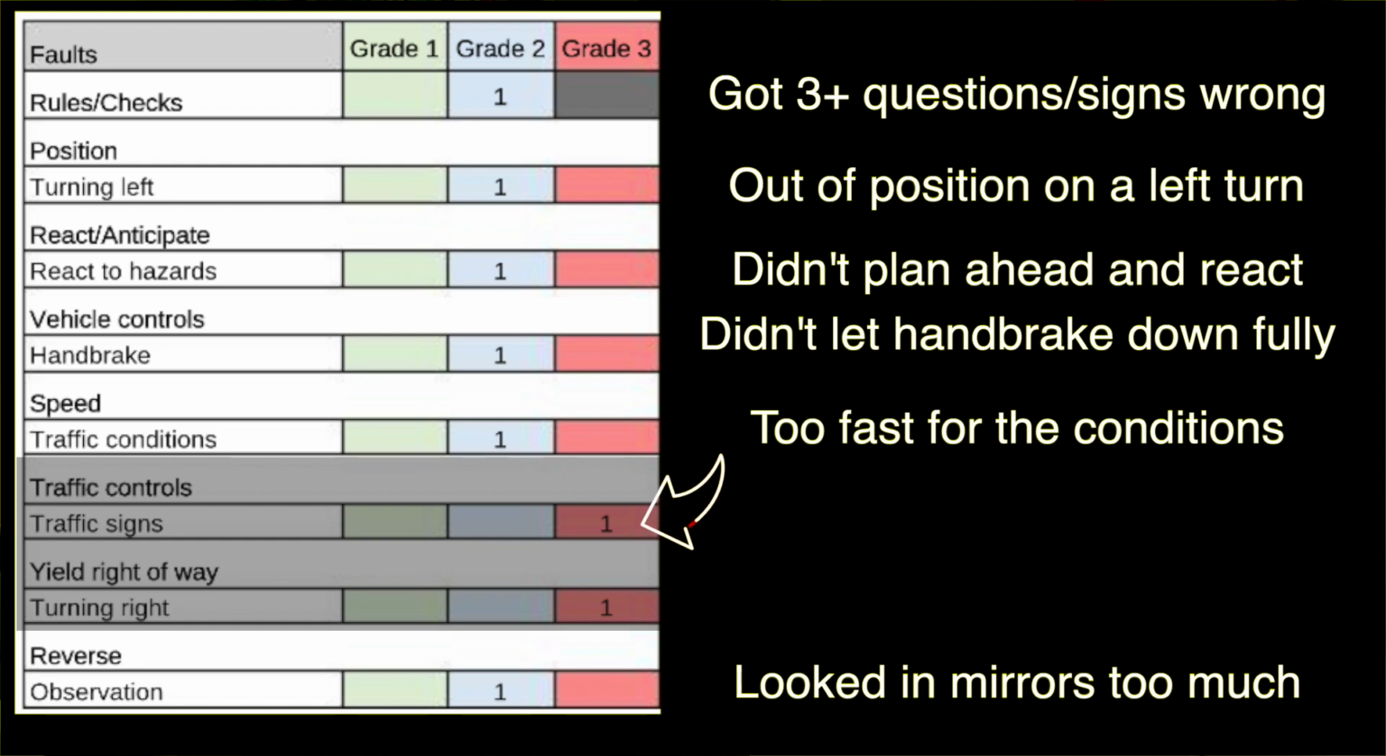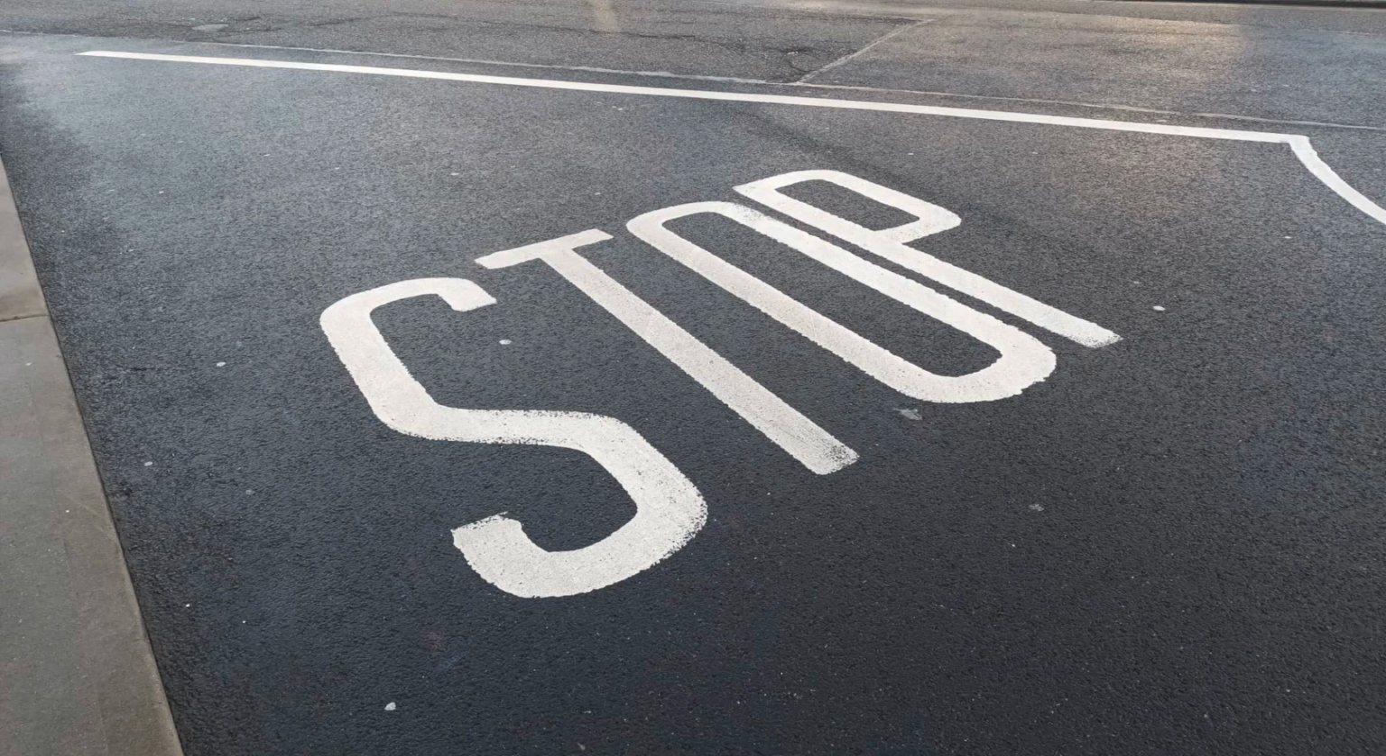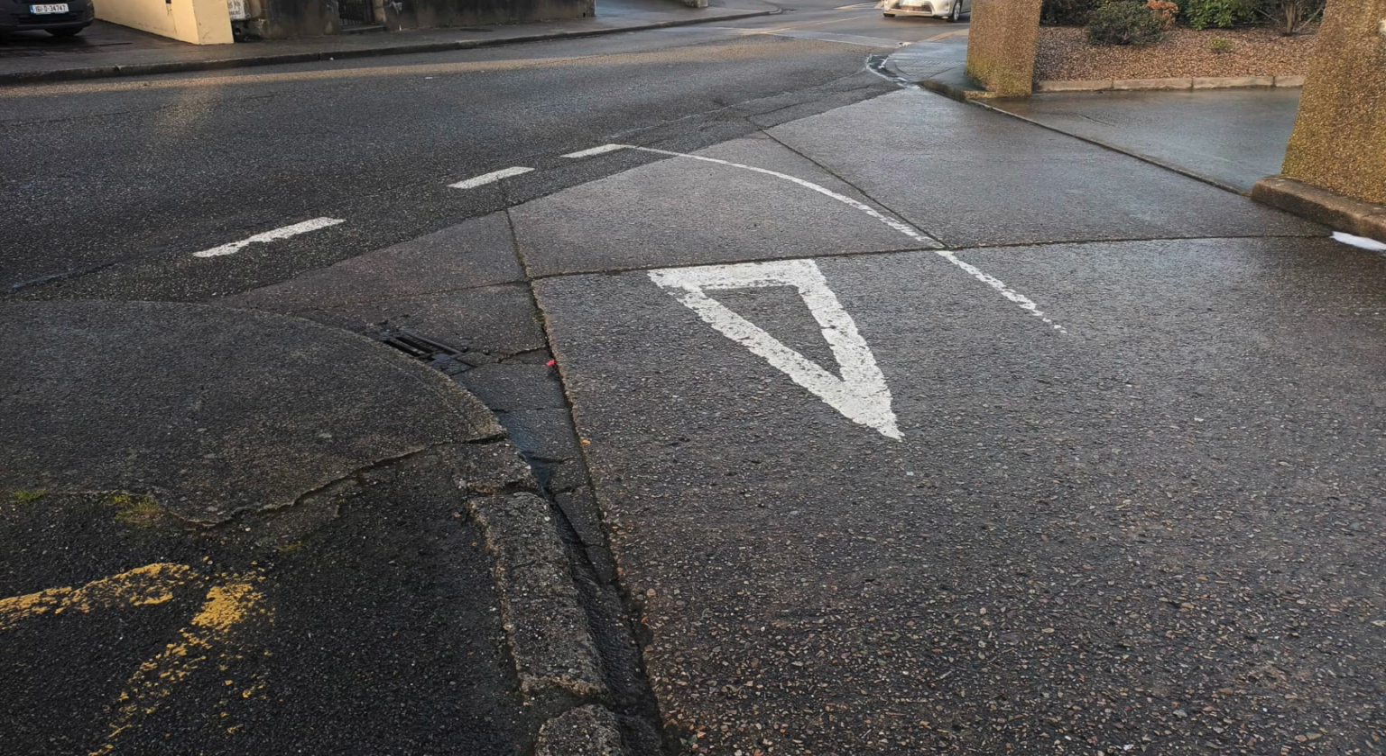Traffic signs and yielding right of way on a right turn, because these are the marks that he got a grade 3 on. A grade 3 is a mistake that is categorized as dangerous or potentially dangerous. So the first of the grade 3 marks we're going to look at in detail here is traffic signs. The reason he lost the grade 3 here is because he did not stop fully at the stop sign. The tester actually said that you treated it more like a yield sign instead of the stop sign that it was. Let's talk more about that now.